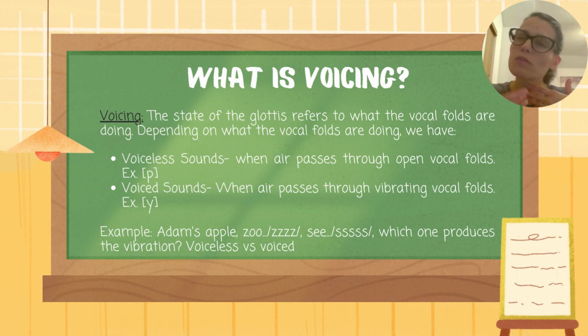So if we use a question, which one produced the vibration? Of course, it is the letter z. So that means that in the word Sue, the z is a voiced sound, whereas in the word see, the sound s is a voiceless sound, right? Because the air is passing through open vocal folds. It's kind of confusing to be honest, but that's the way that we can really understand how the vocal folds are working to produce the sound.